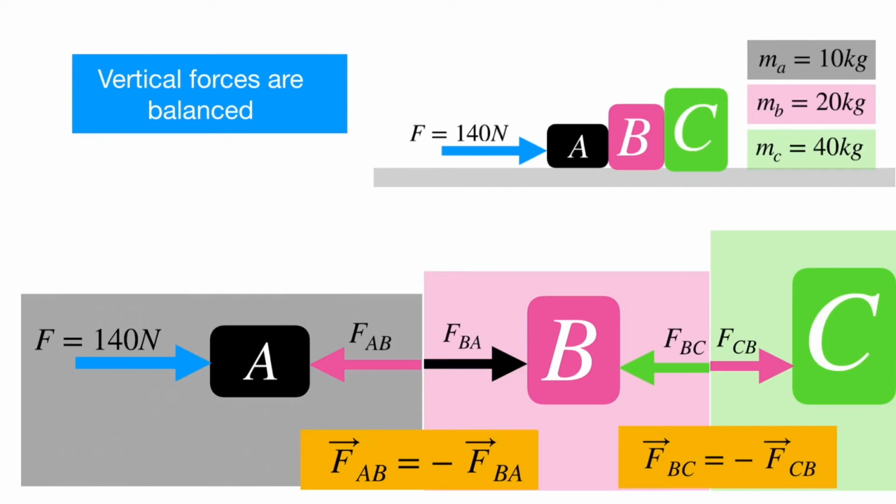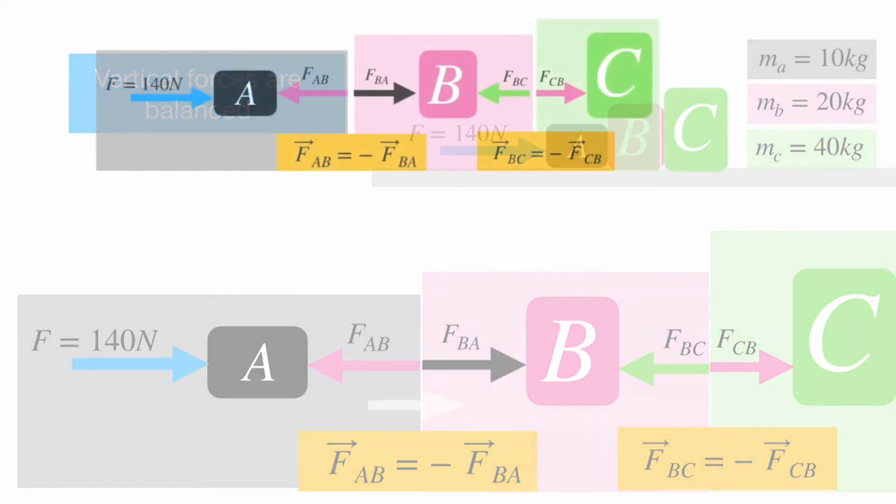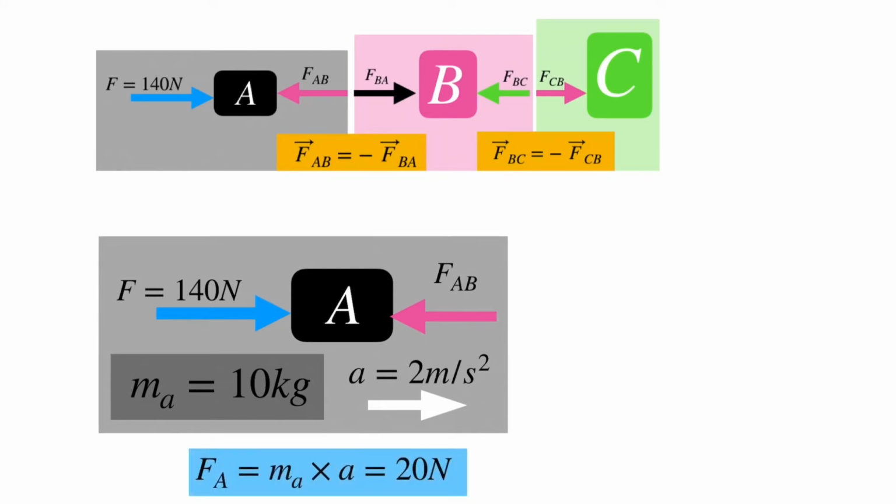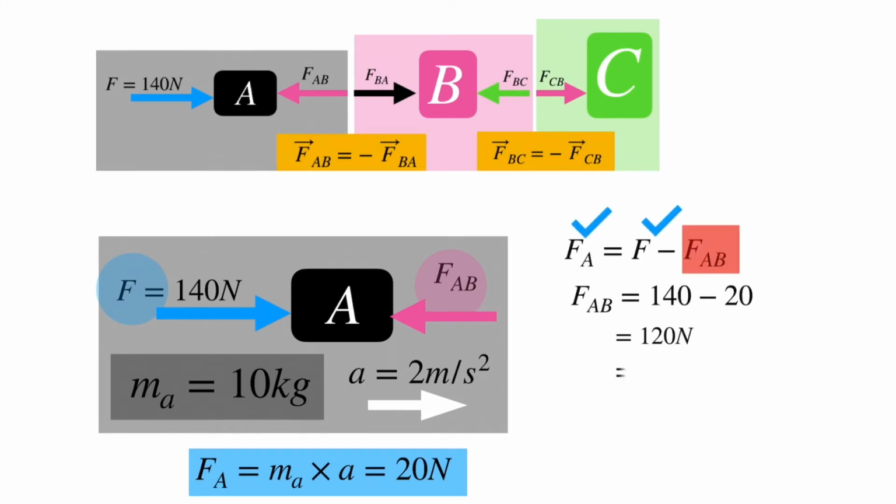Now let's analyze the motion of individual blocks to find out the action-reaction pairs. A block of mass 10 kg is accelerating at 2 meters per second square under the influence of net force. The net force on A is equal to 20 Newton, as we have already measured. This is also equal to the difference between the two horizontal forces, 140 Newton and the normal force on block A. By using this information, we get the action-reaction force pair between block A and block B.